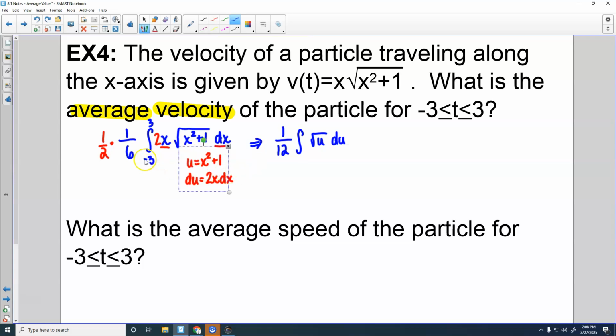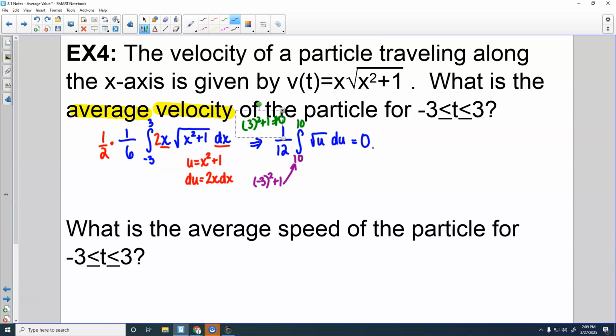Good. So if I do -3 squared plus 1, that is going to give me 9 plus 1, which will be 10. So that bottom limit will become 10. Oh, look what's going to happen here. On the top, I'm going to do 3 squared plus 1, and I get 10 right here. So I don't even have to think about how to integrate this, because what am I going to get? I'm going to get 0. So average velocity is 0.